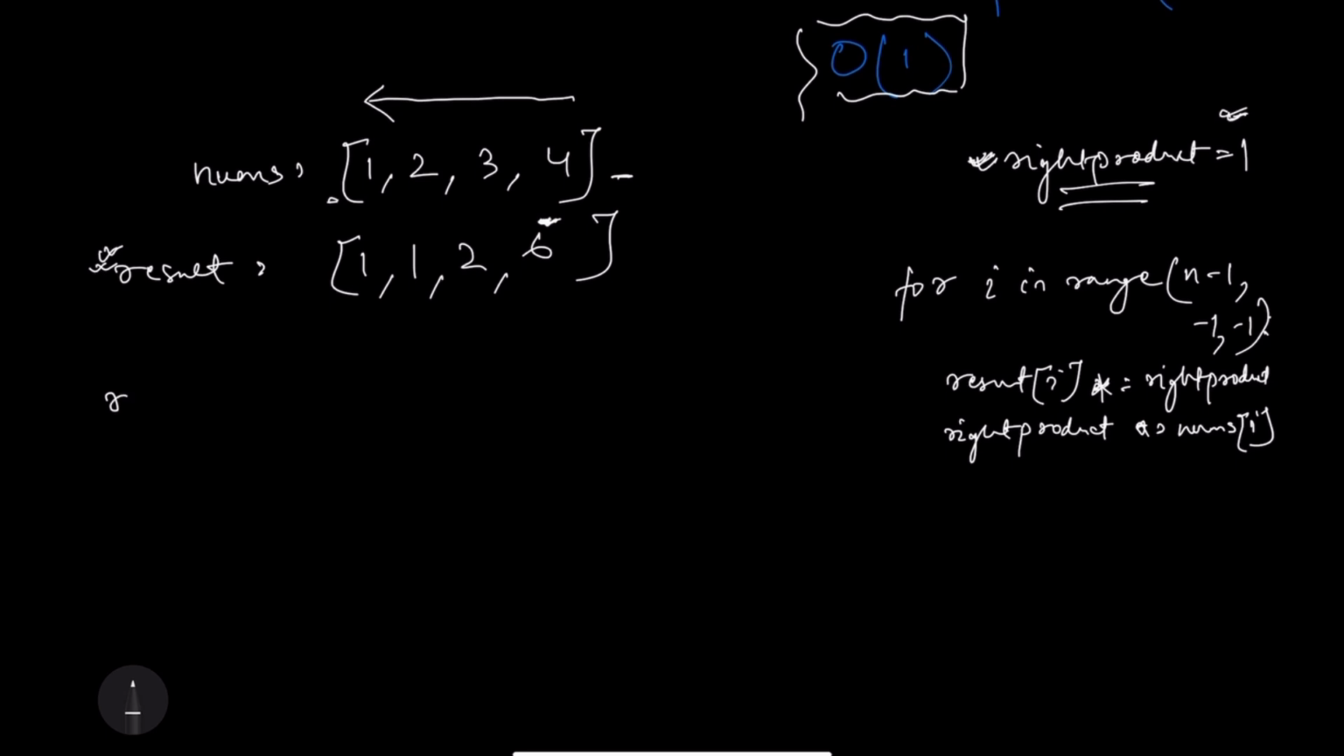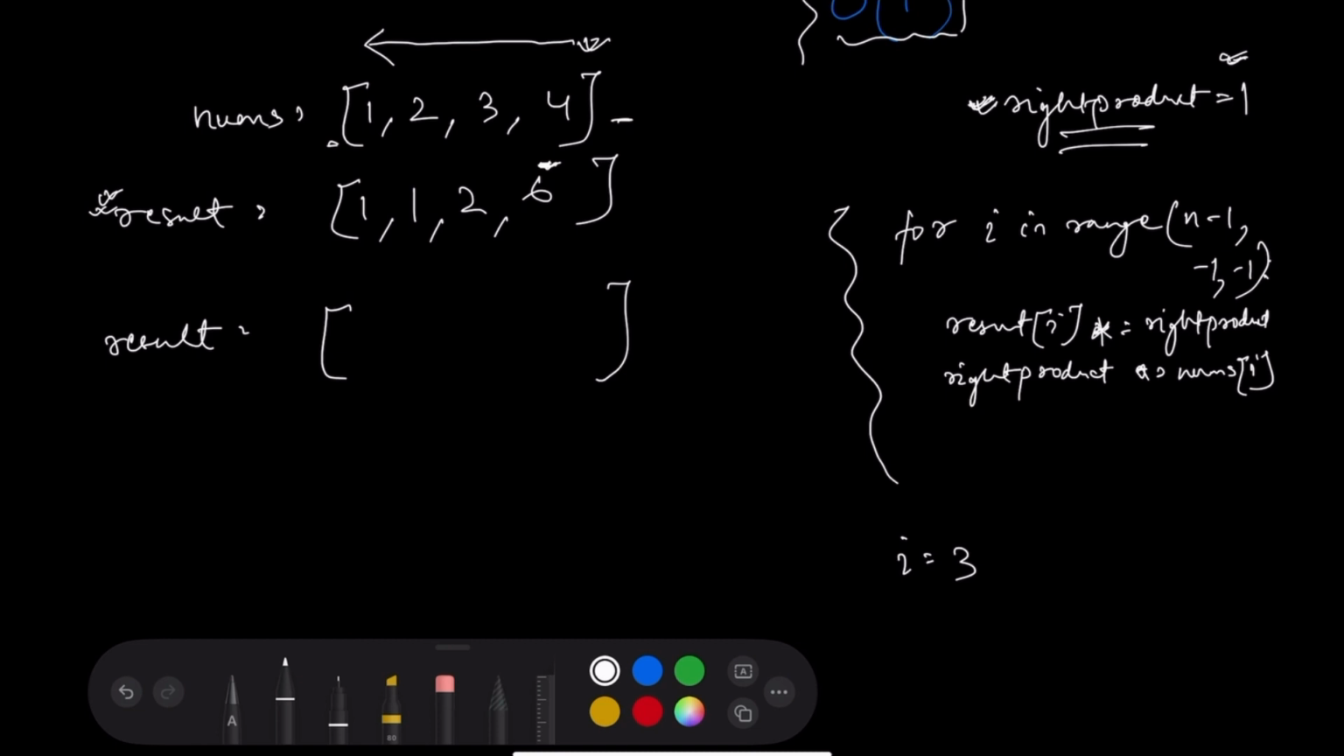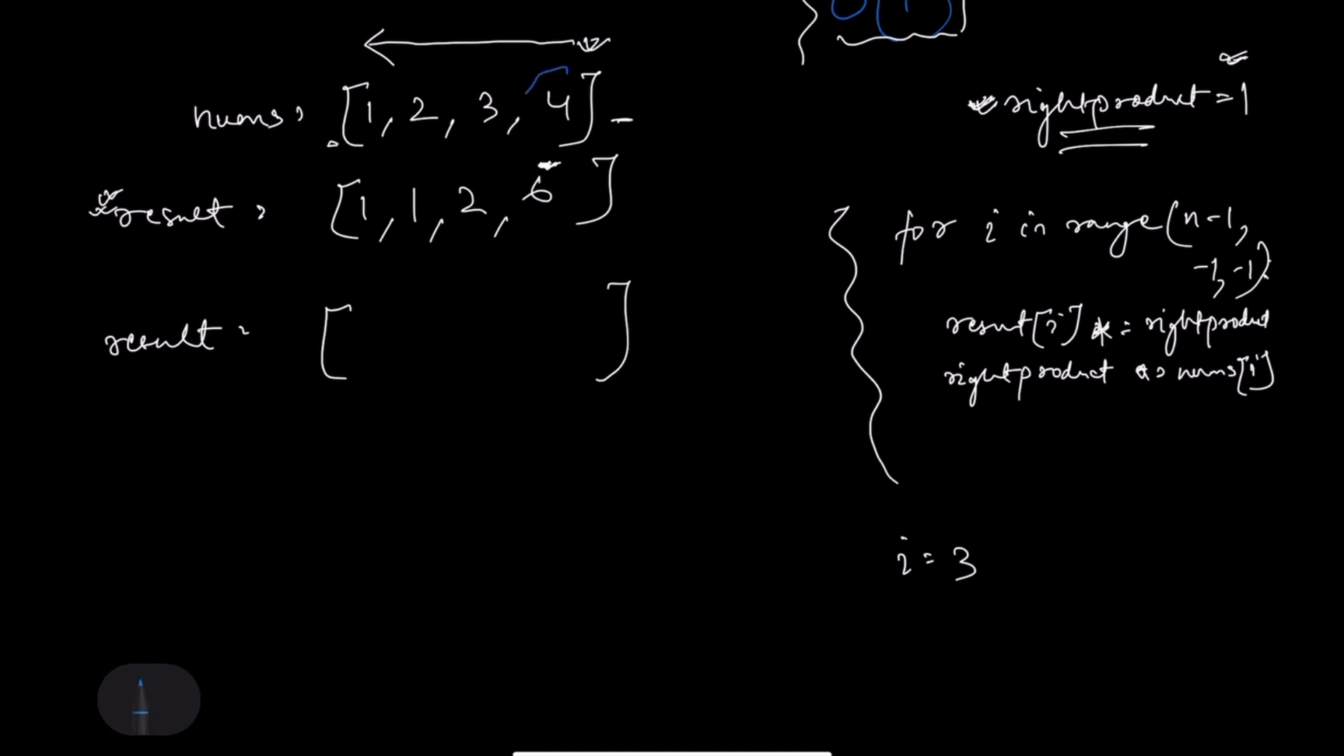Now let's modify our result according to this logic. In the beginning, while we are passing through this, our i would be n minus 1. Our n is 4, minus 1, that is 3. Let me circle it. Our i is right now 3.